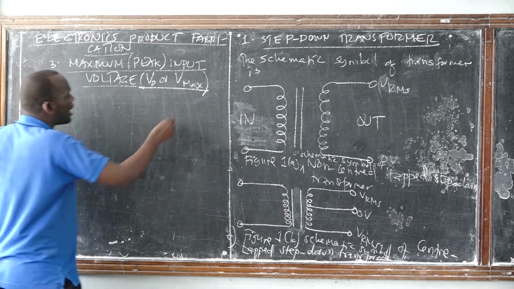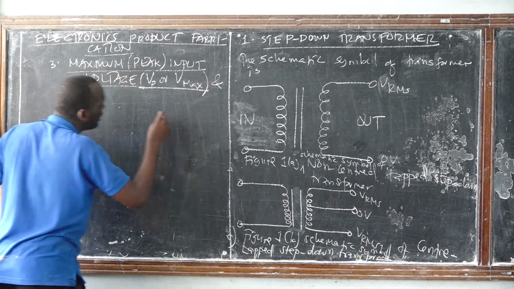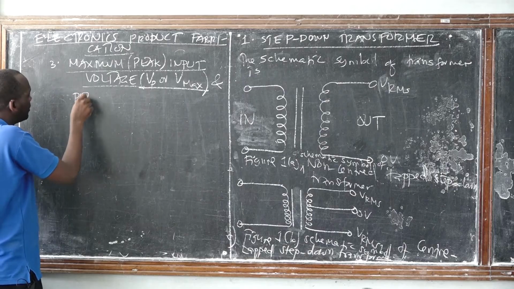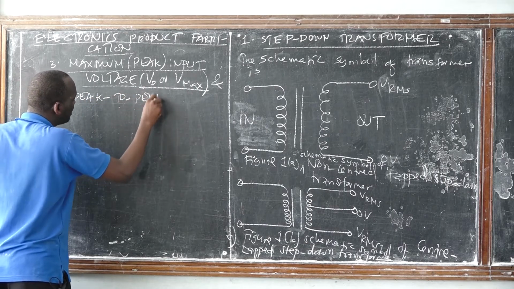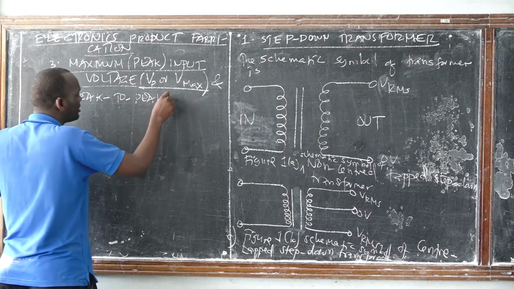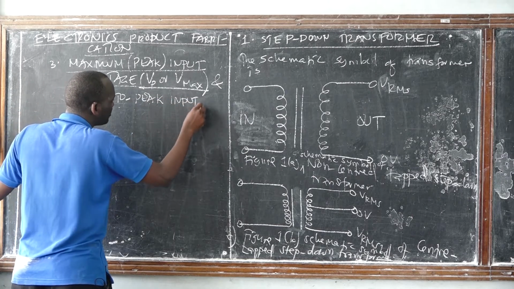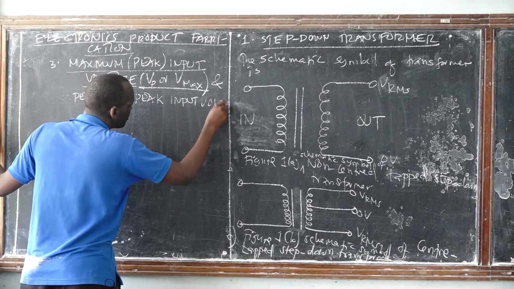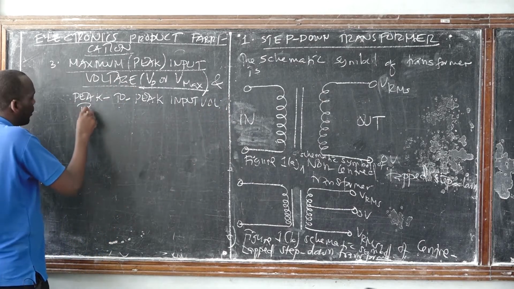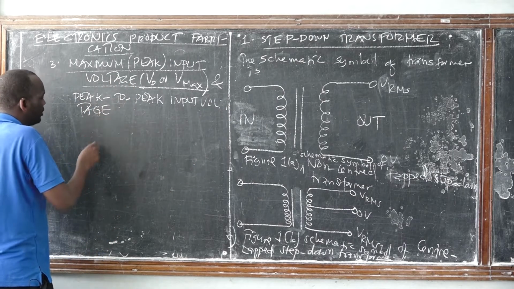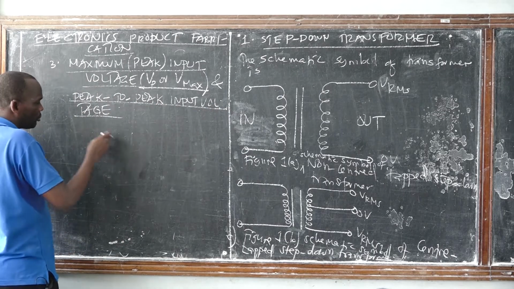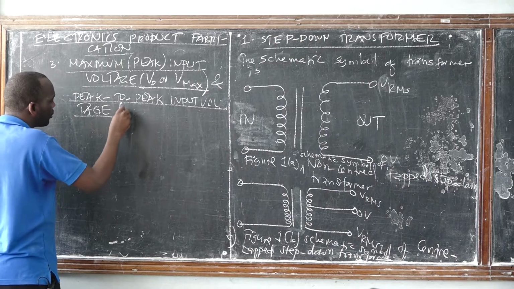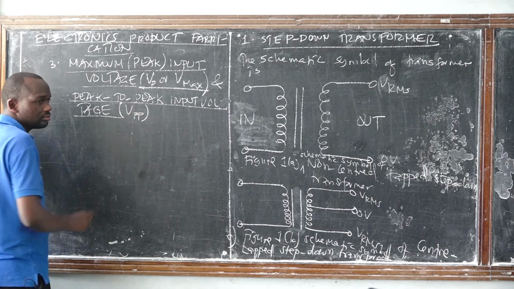So the maximum or peak input voltage is V_P or V_max, and the other one which you have to mention is peak to peak input voltage, because I know that you are electronics, engineering students. When we took you for analog electronics, you failed to understand peak to peak voltage. This one we call VPP.